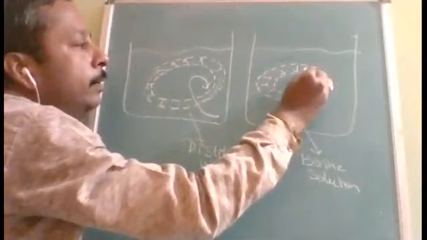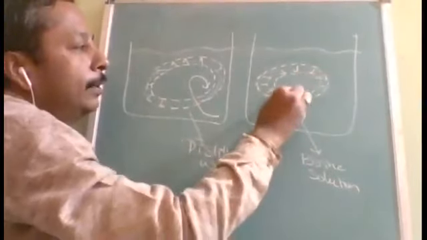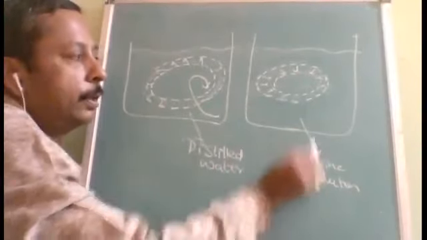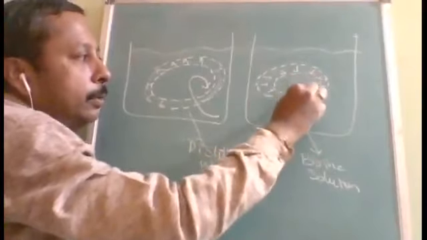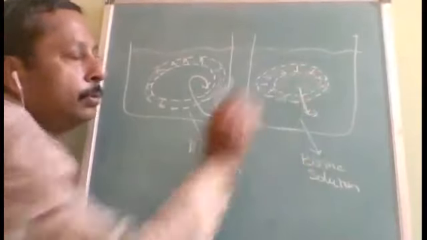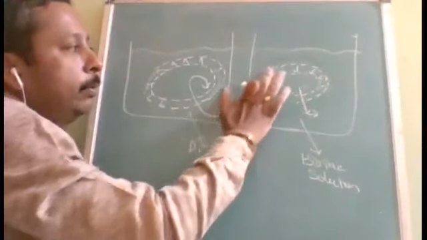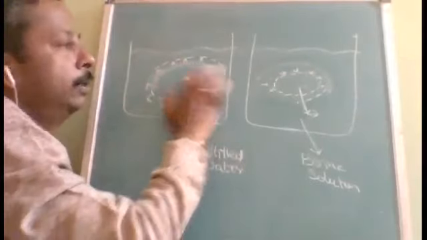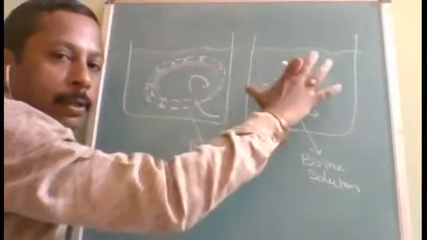You will find it shrinking. Is it understood? Why? Because the outside solution is concentrated, and the inside solution is less concentrated. That solution will come out, so it will start shrinking. After a certain time, it is going to be like this. Okay, this egg will swell, this egg will shrink.